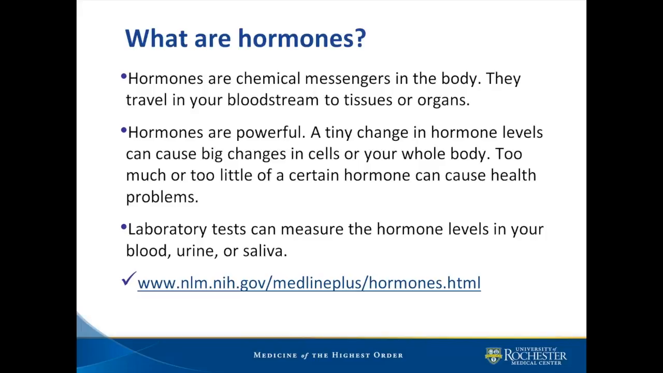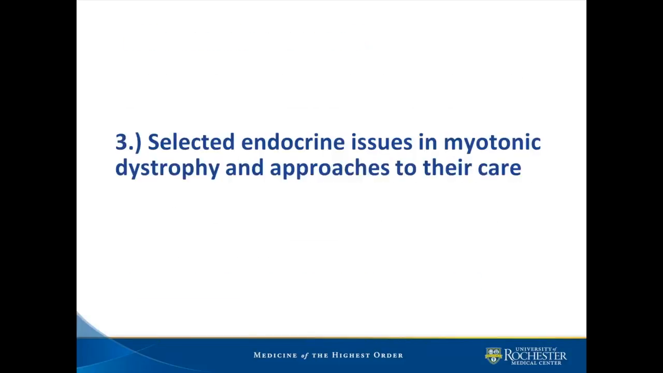Just a tiny change in the level of a hormone can sometimes make a big change in how your cells are activated and how that influences whole body behavior and metabolism. And if they're out of whack or deranged, that can cause health problems. There are a variety of laboratory tests that are helpful to perform, and some are in the blood, some in the urine, some in the saliva. And if you go to this website, it's often helpful to look at their recommendations.